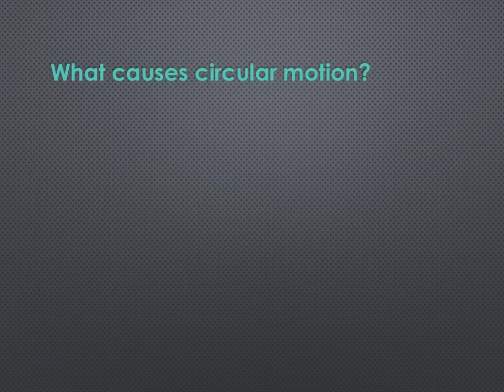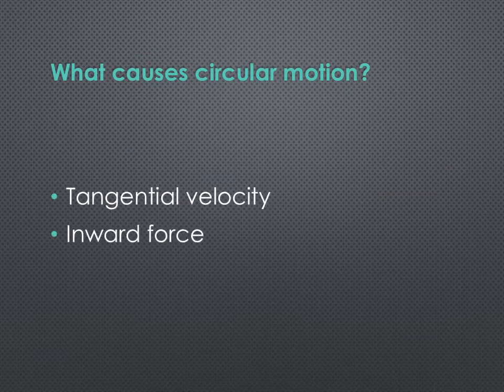And we discovered that we felt the string pulling outwards, which means the stopper was feeling a force inwards. So the key thing here is you need tangential velocity and an inward force. The most critical portion for it to be uniform circular motion is that these two vectors, velocity and force, need to be perpendicular to each other.